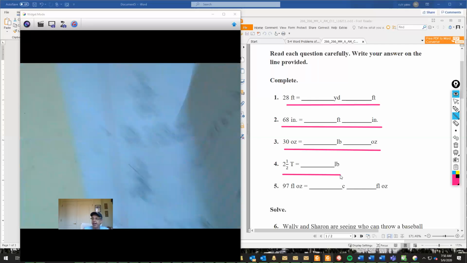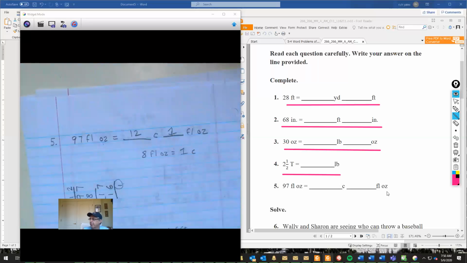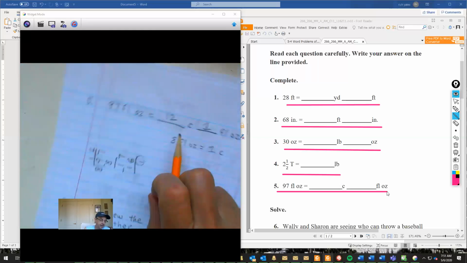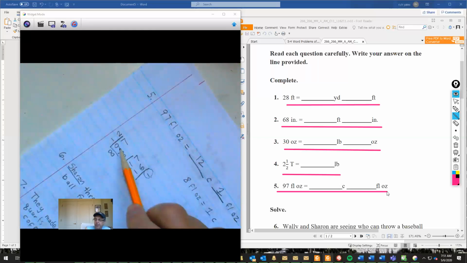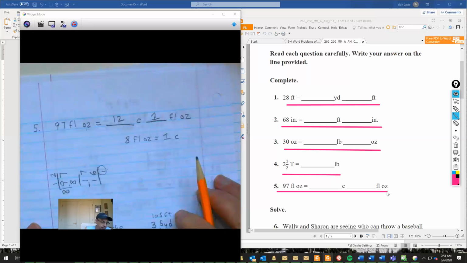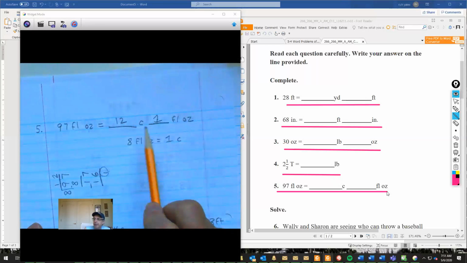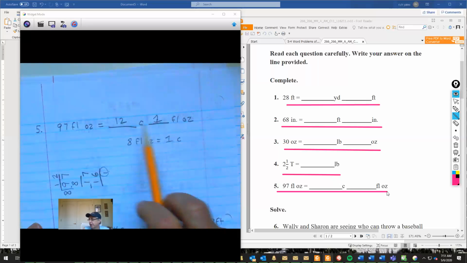Let's take a look at number 5 now. On number 5, again, I'm going to have a remainder, so that means I'm probably going to be dividing. I'm going to take 97 fluid ounces and divide it by the number of fluid ounces in 1 cup, which is 8. That gets me 12 with a remainder of 1. So I know that 97 fluid ounces is equal to 12 cups with a remainder of 1 fluid ounce.